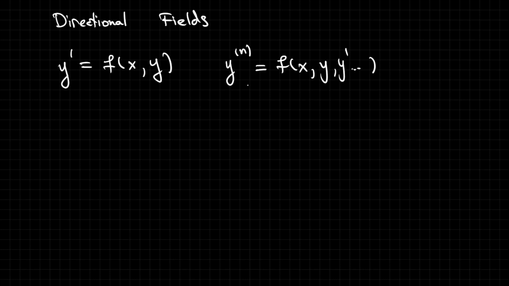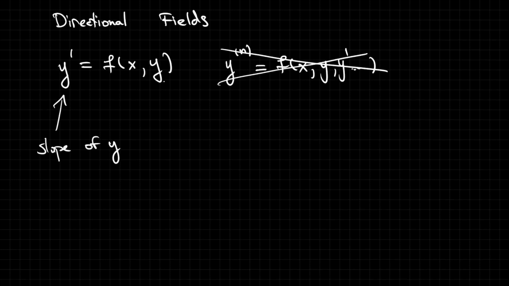But directional fields will not work in the form that we're going to discuss them for this type of problem, only for y prime equals f of x comma y. And the basic idea of a directional field is, if you have an ODE of the form y prime equals f of x comma y, what that is telling you graphically is that the slope of y is equal to this function.